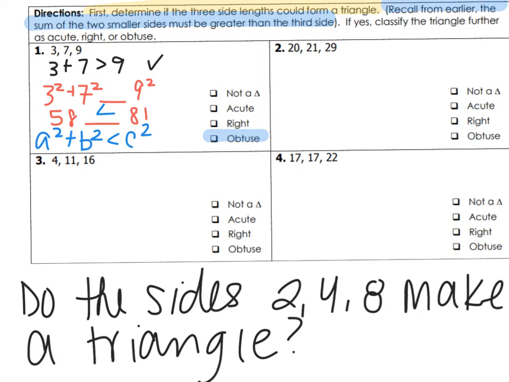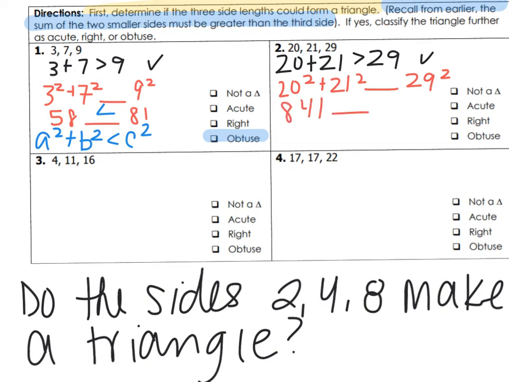Now, number 2. Is 20 plus 21 greater than 29? That's a yes, so we can move on. Now we're going to do 20 squared plus 21 squared and compare it to 29 squared. We have 841 compared to 841. So it's obvious that a squared plus b squared is equal to c squared. Therefore, this is a right triangle.